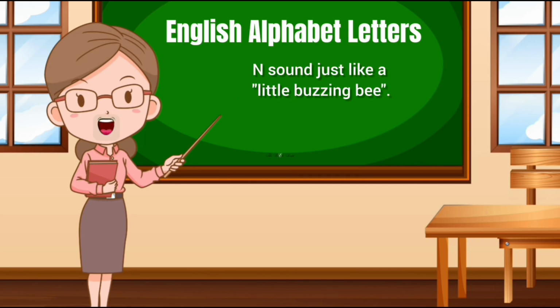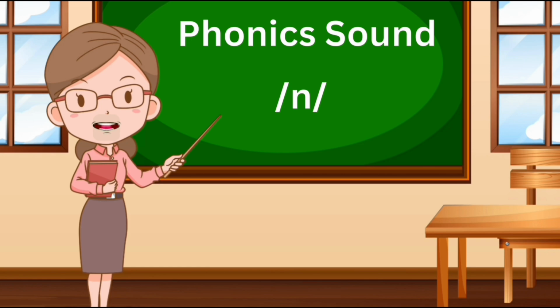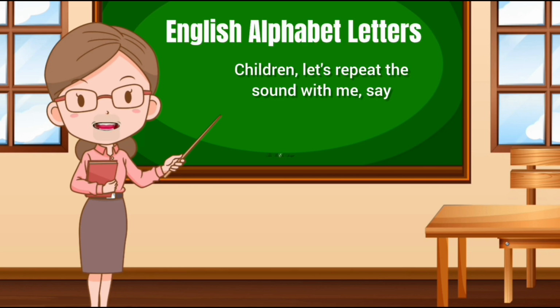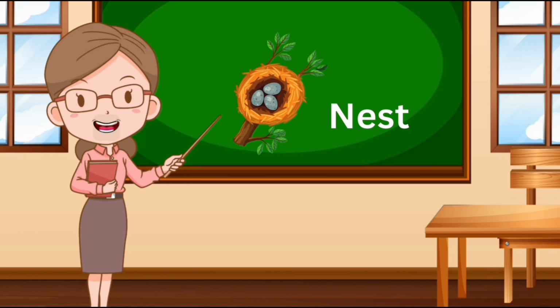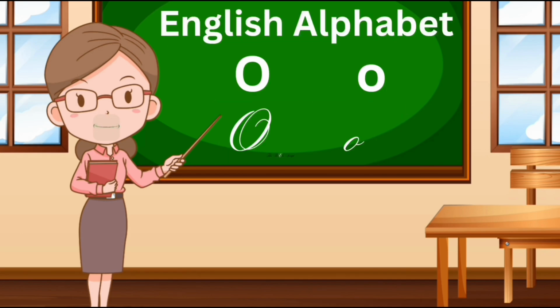N sounds just like a little buzzing bee. Phonics sound of letter N is N. Children, let's repeat the sound with me. Say N, N, for nest. Perfect. This is the alphabet letter O.